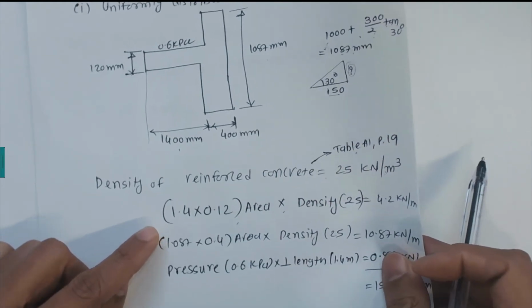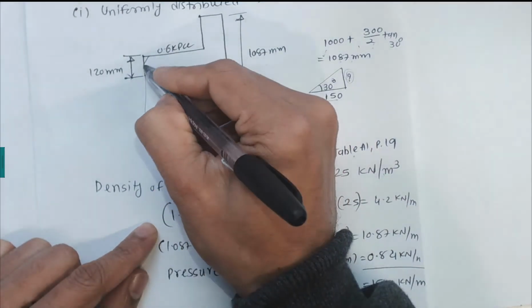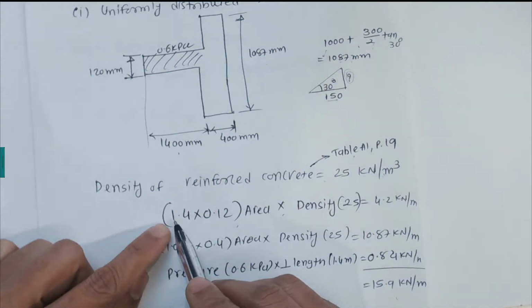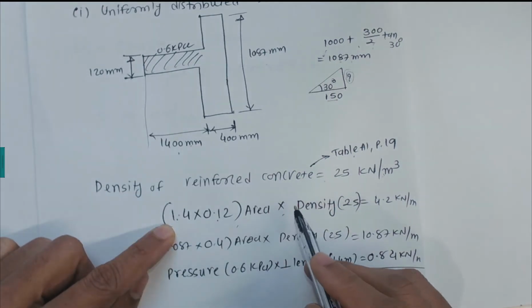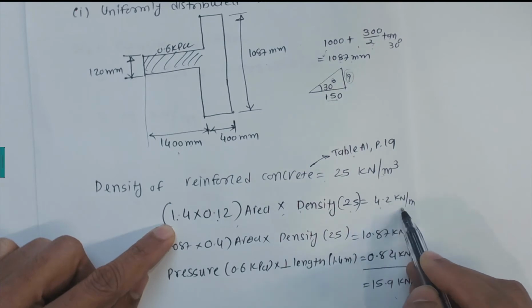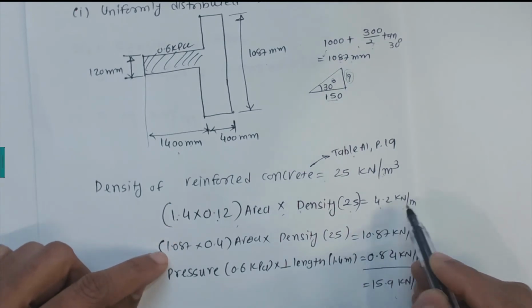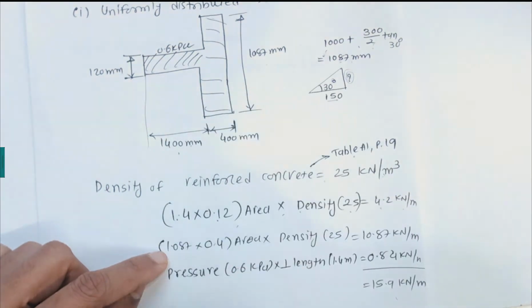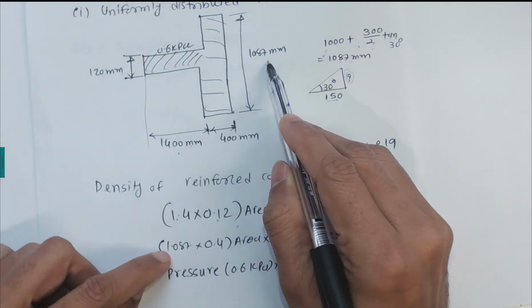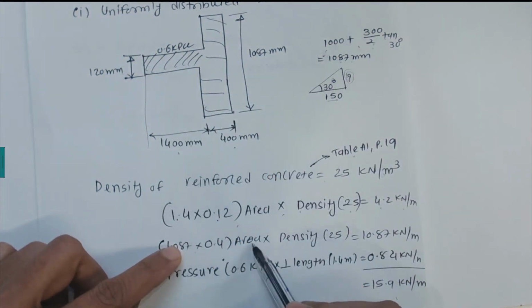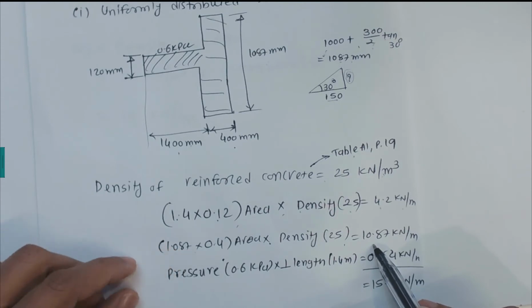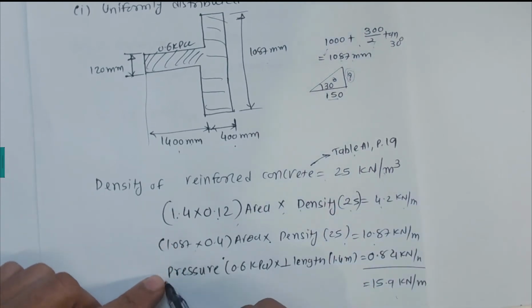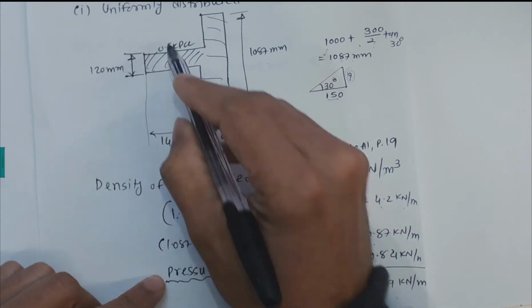Now let's check this area first. For this area, we have 1.4 meters times 0.12 meters times the density. We have 4.2 kilonewton per meter. For the second area, we can take this area, which is 1.087 meters times 0.4 meters. That's the perpendicular area times the density of the concrete, 25 kilonewton per meter cubed, which gives us 10.87 kilonewton per meter.